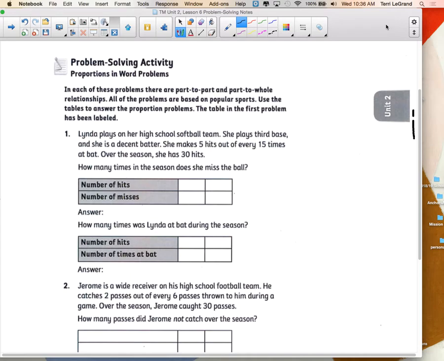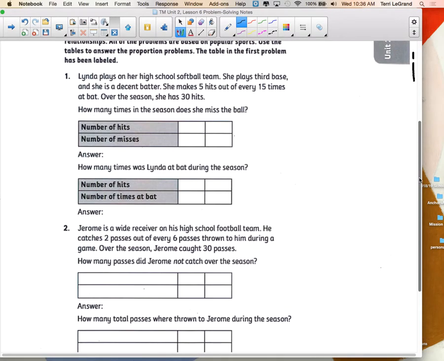Okay, but now it's starting to talk about her making some hits. She makes 5 hits out of every 15 times at bat. Over the season, she has 30 hits. Okay, so we have to dissect that information and see what did they really tell us and how can I use the information that they gave me. Okay, so let's underline that she makes 5 hits out of every 15 times at bat. That's important. In fact, we're going to put a box around makes 5 hits. And then we're going to put a box around 15 times at bat.